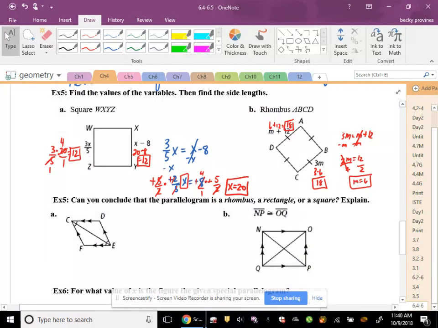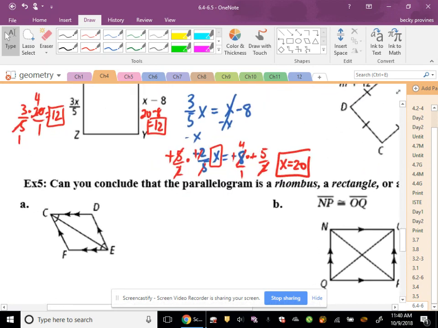Can you conclude that the parallelogram is a rhombus, rectangle, or square? Now, on this problem, I know opposite sides are parallel, which just means it is a parallelogram, which they provide that information in the beginning. Now, I also know that these angles are all equal. I kind of like putting the little slash in it.